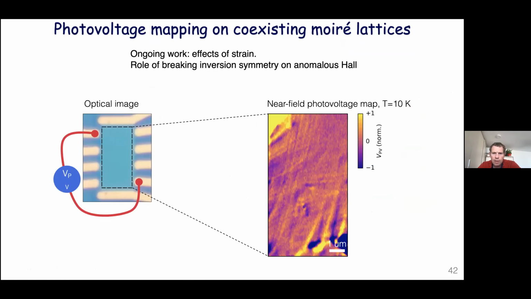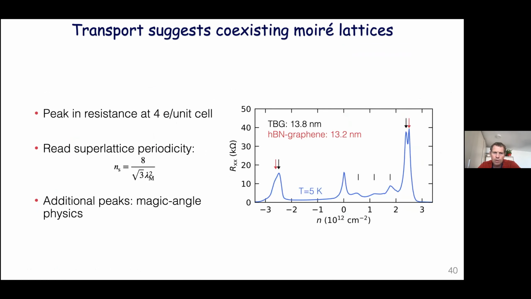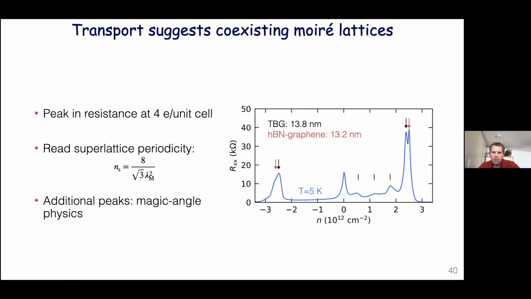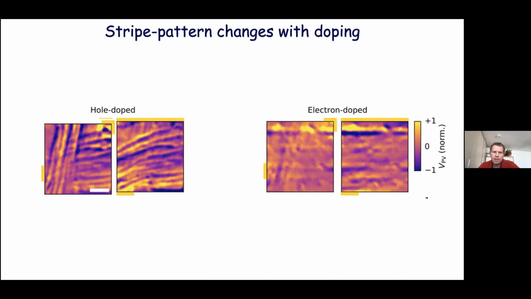I want to skip this large part, because we're also doing some ongoing experiments of twisted graphene on boron nitride. It's interesting because then an additional superlattice appears. And that is also something we can see in near field images. So we can see another periodicity appearing that is very large, can even have micron size. And this is still ongoing work.